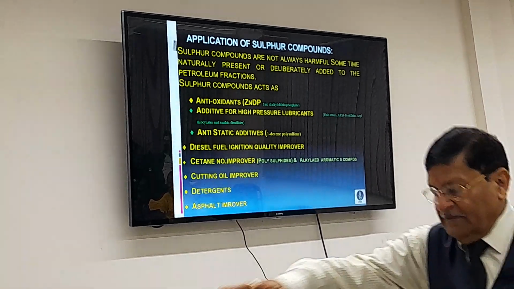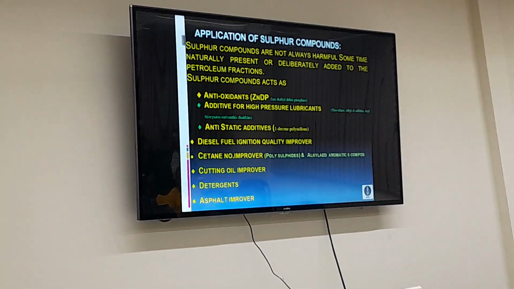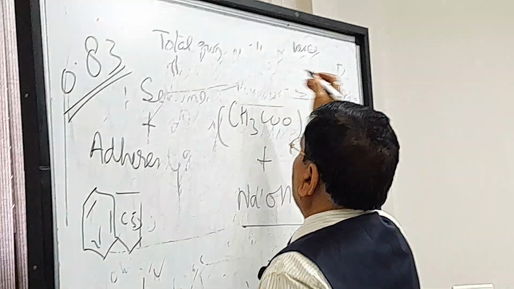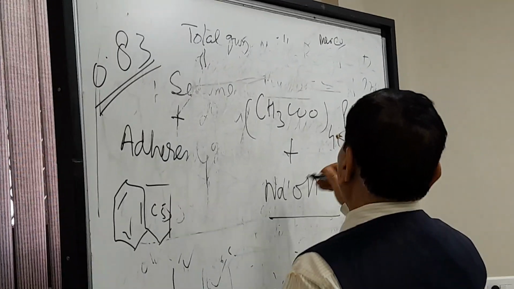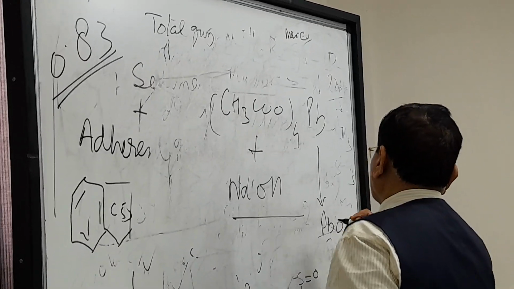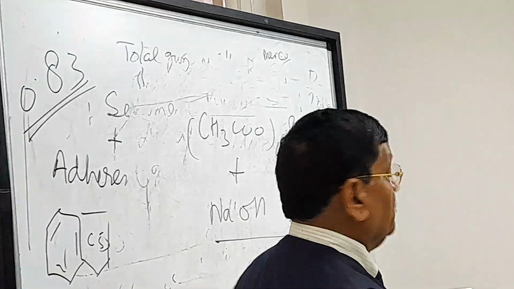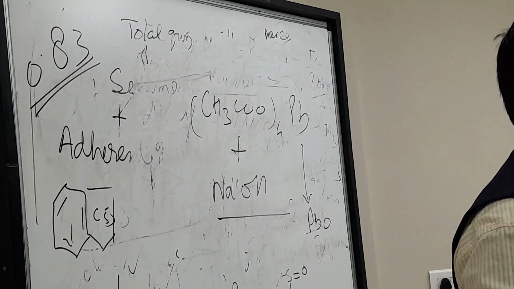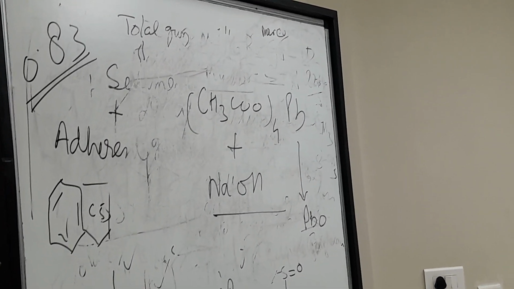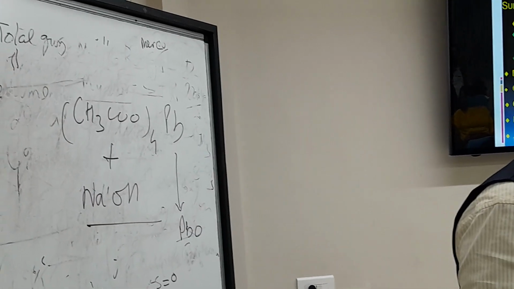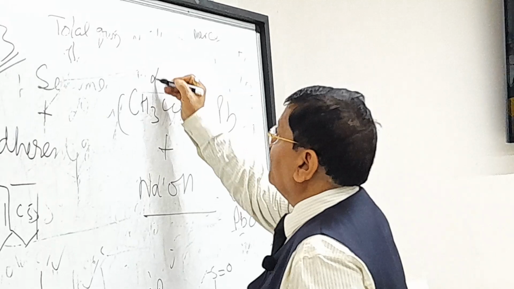How to remove this H2S? Sodium hydroxide, it will give you PbO. Correct? Yes. It will give you PbO. For making this doctor solution, you take the lead tetraacetate, 60 gram, dissolve in 200 gram of the sodium hydroxide, make it to 1 liter, keep it for a whole night, then decant the solution. That is your doctor solution.